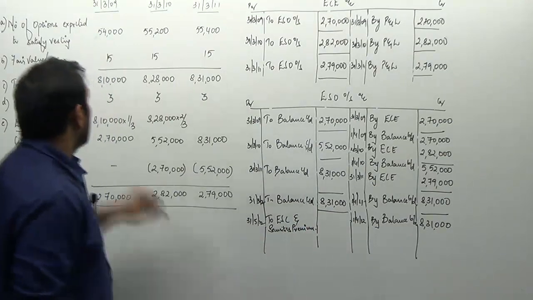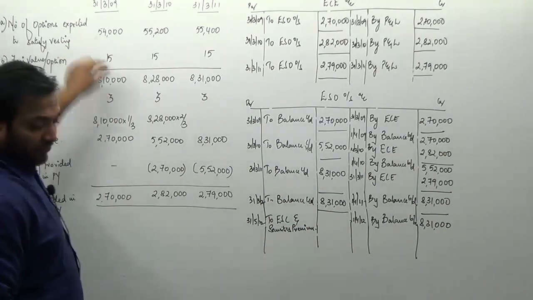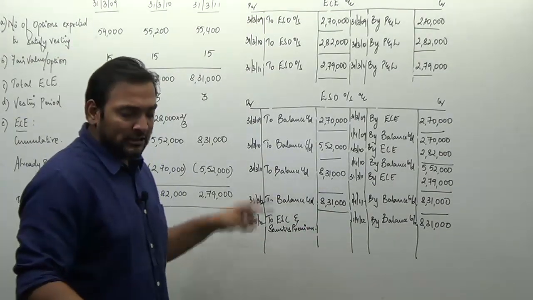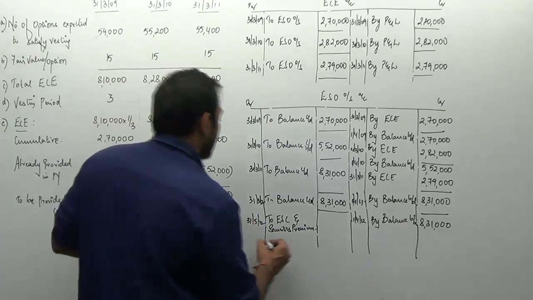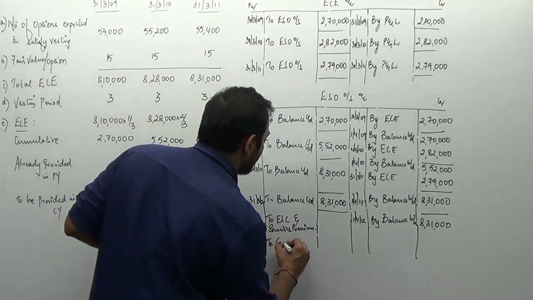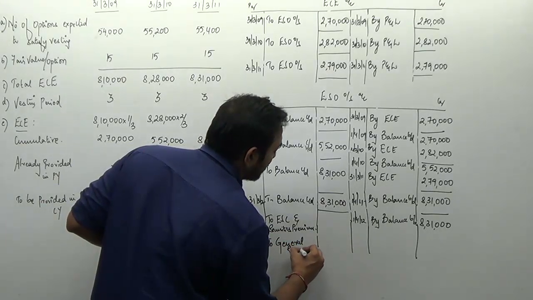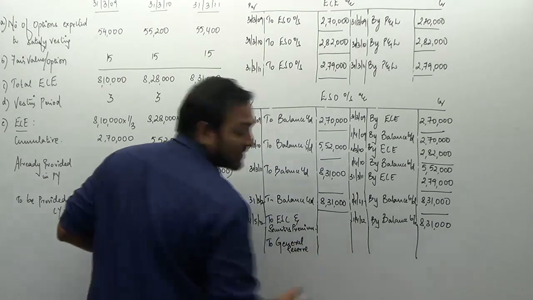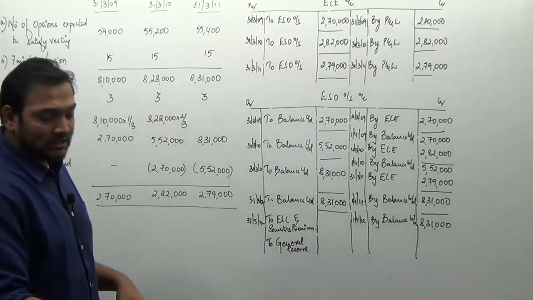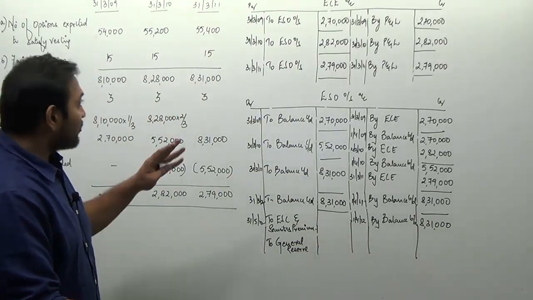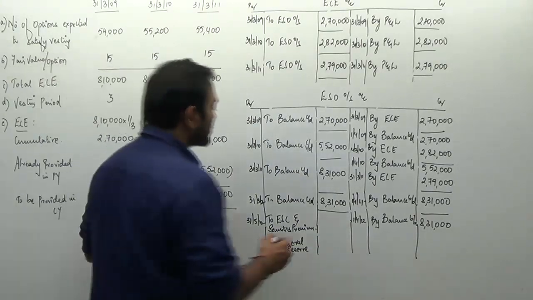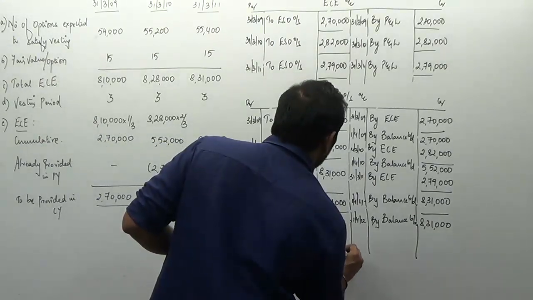Calculate 15 into 550 employees into 100 options. Balance, take it to general reserve. Or find out the general reserve, identify the other one as balancing figure. General reserve is easier. 4 employees did not exercise, 100 options per employee, 400 options. 400 options into 15 rupees is 6,000.